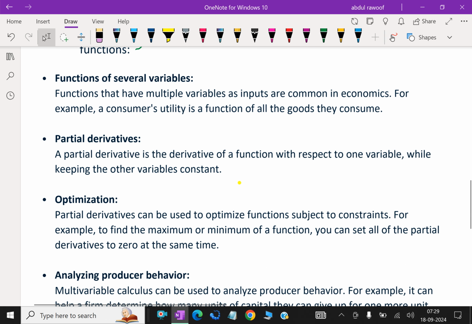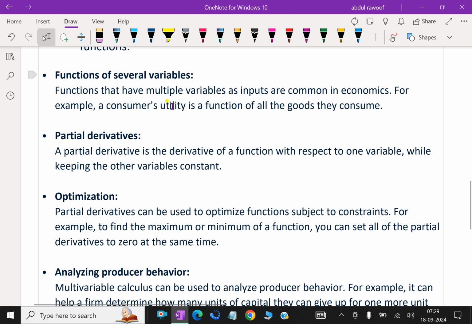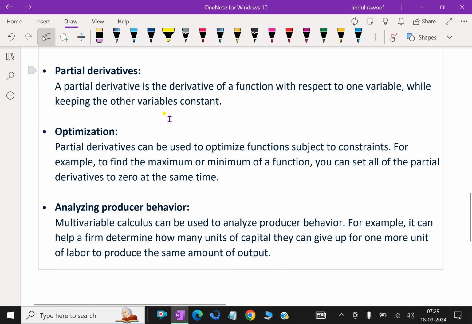Function of several variables. Functions that have multiple variables as input are common in economics. For example, a consumer's utility is a function of all the goods they consume. Partial derivatives. A partial derivative is the derivative of a function with respect to one variable while keeping the other variables constant.